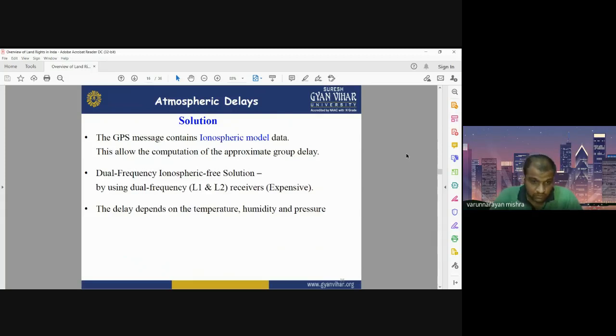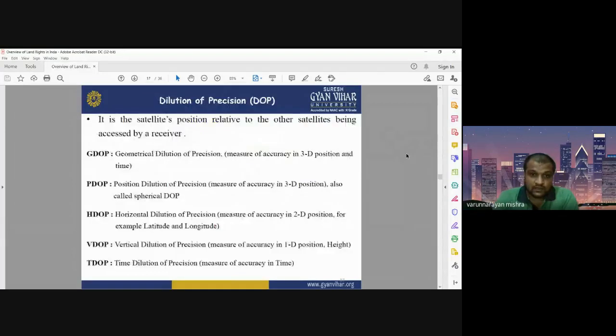So we should consider first the temperature, the humidity condition and pressure in that area before going for the survey. Okay. Dilution of precision is another kind of error. It is the satellite's position relative to other satellites that is being accessed by the receiver. So what is the position of the satellite in space with respect to each other? That is known as dilution of precision.